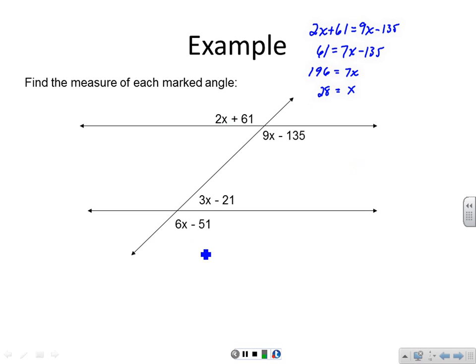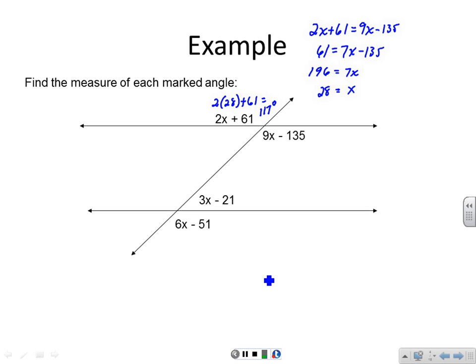So let's do 2 times 28 plus 61. 2 times 28 plus 61 in the calculator is going to be 117. So we know that this angle is 117 degrees. Now let's use our properties. You can plug 28 in for all these x's and figure out what these angles are, or you can use your properties and get them really quickly. And you need to know these properties for on down the road.